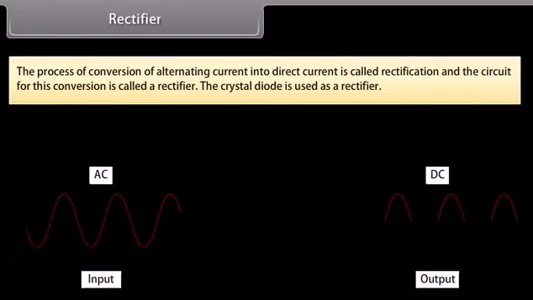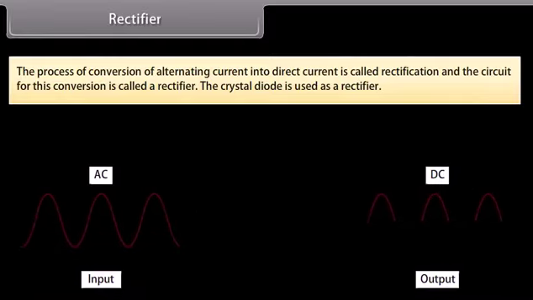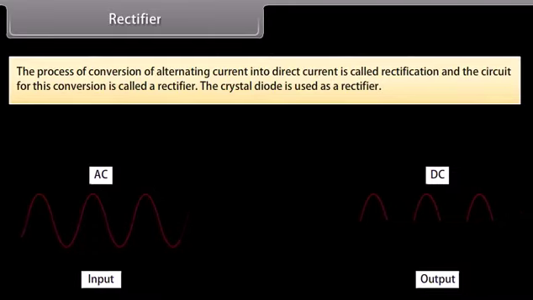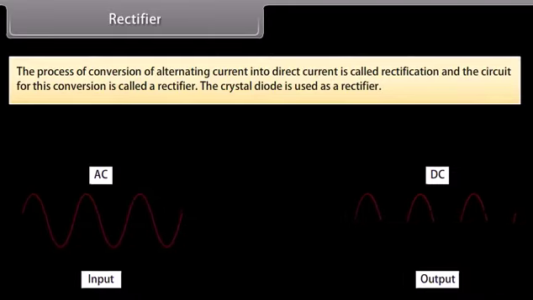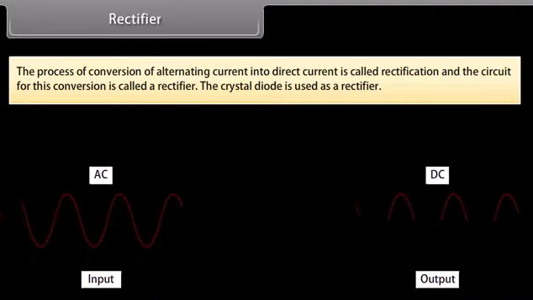Rectifier. The process of conversion of alternating current into direct current is called rectification, and the circuit for this conversion is called a rectifier. The crystal diode is used as a rectifier. There are two rectifier circuits in use.